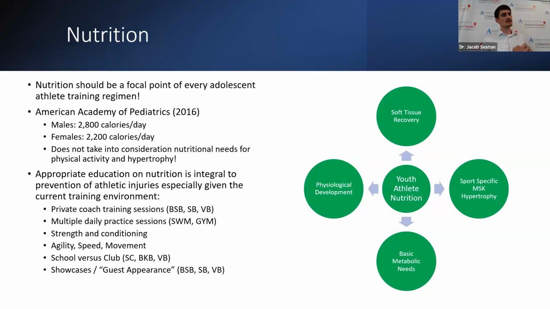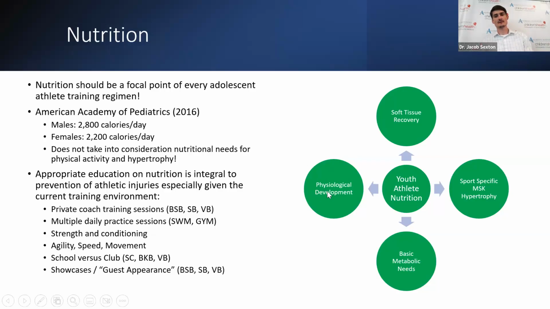Not only that, we've got to think about the agility, speed, and movement we do now. We don't just go to the weight room and do those things anymore. We're doing all these collegiate level activities with these guys. School versus club. I'm going to go play my club game the night before, and then I'll come out the next day and play for my high school in a soccer match. And then your showcases or your guest appearances, all those things you've got to think about in regards to nutrition and what these guys are doing outside.